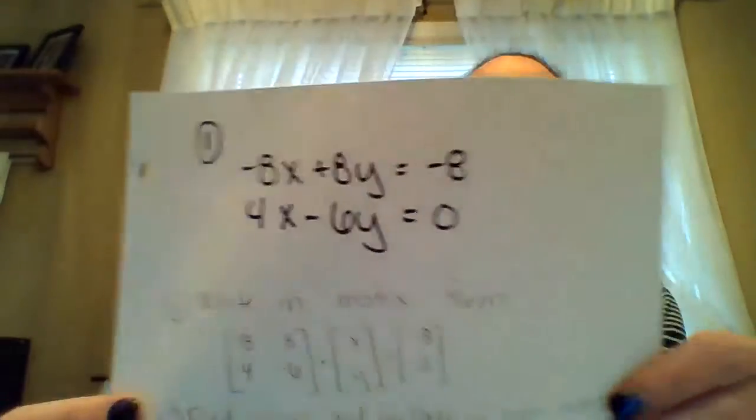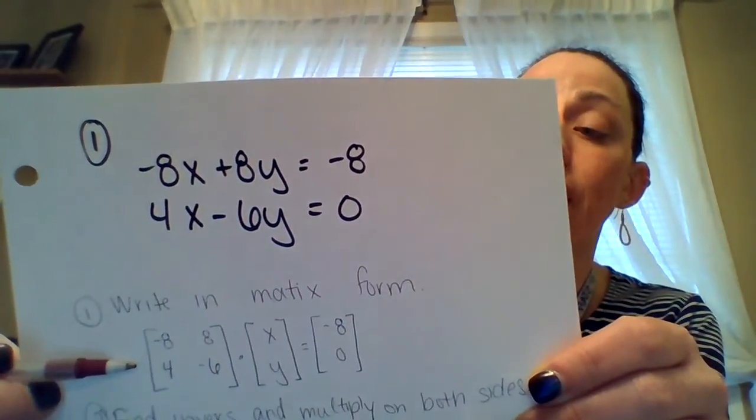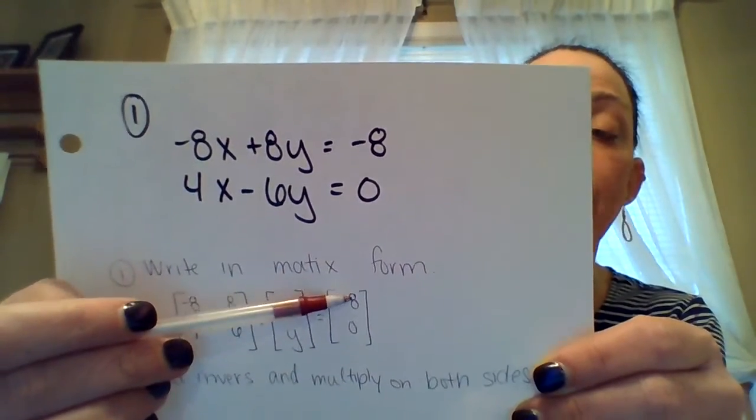This is what I usually like to say, and I know this one is very specific for this problem. The first matrix you write down involves only your coefficients. The second matrix, put your variables in a vertical column. And then your answer matrix is on the other side. So coefficients only, negative 8, 8, 4, negative 6. Variables only, x, y. Answers only, negative 8, 0.